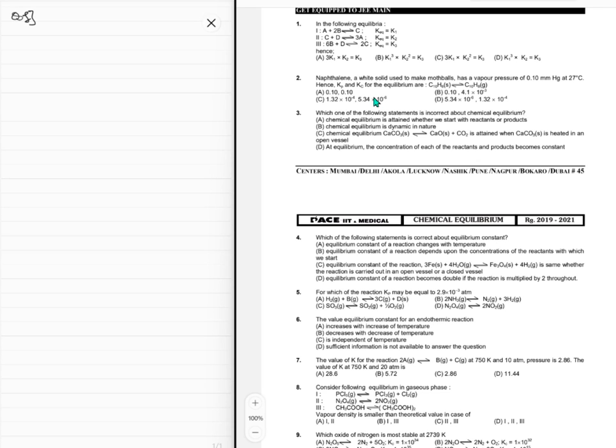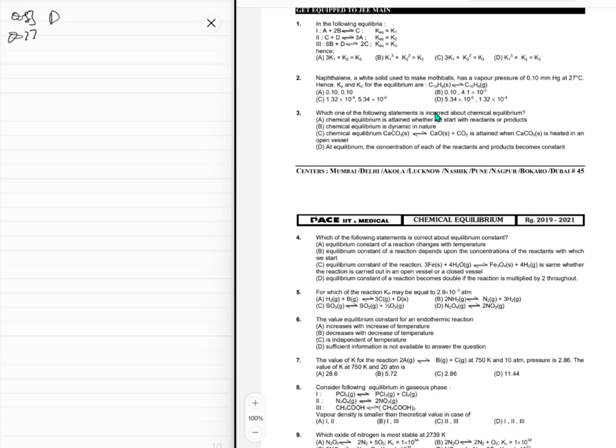In the following equilibria, first it's K1, then it's K2, then it's K3. Right, so this thing is just 3 times the first reaction and 1 times the second reaction, of course. So that is K1 cubed times K2. Right, so K1 cubed times K2, where is it? So it's going to be D. Okay, question number 2.